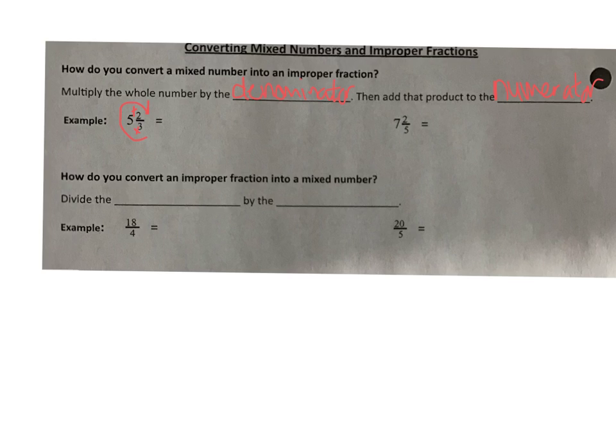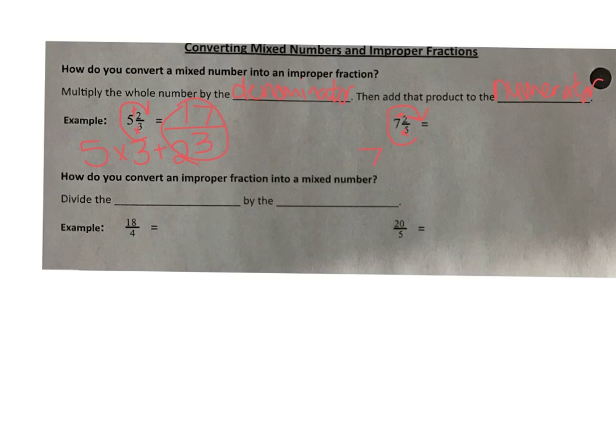Either way helps, okay? So what you're going to end up doing is 5 times 3 plus 2. 5 times 3 is 15, plus 2 gives me 17, and your denominator stays the same. So remember, this is improper. Your bigger number is going to be on top. You're taking a mixed number with a whole number and a fraction. So like 5 is the whole number, 2/3 is your fraction, and you're making it improper where the numerator is bigger than the denominator.